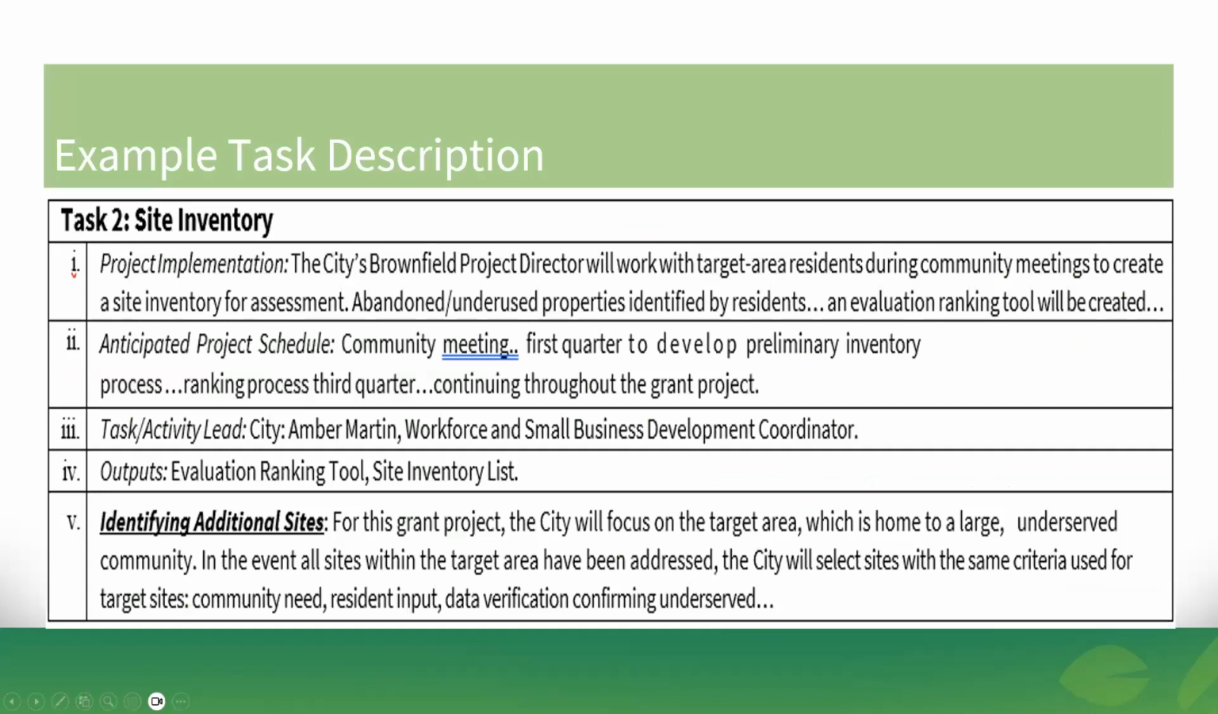So here's just an example task description. It could be great or better, but this is the way that they wrote their task description. One thing I do want to point out is item 3, the task activity lead. Be specific. Don't say the city's going to do something and not really say who. It doesn't have to be a person per se, but it could be a title. The city economic development director, or the small business development coordinator. That would be good.